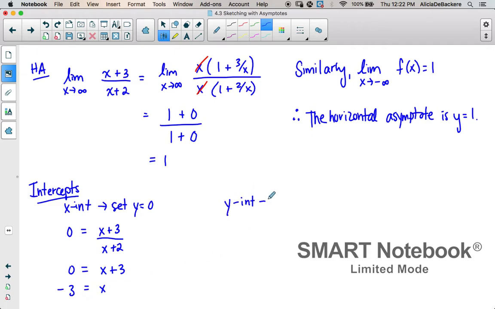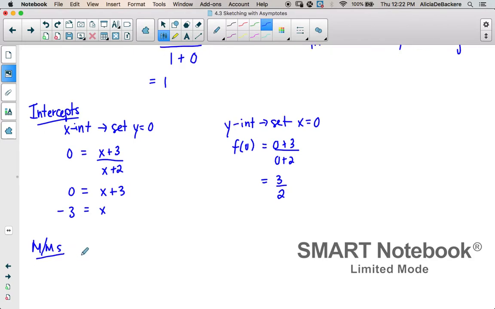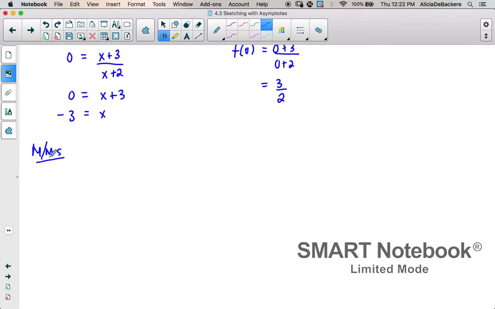For my y-intercept, I'll set x equal to 0. So subbing 0 into that simplified equation, I'm going to get 3/2. And so I've got my intercepts. Now moving on, I'm going to look for my maximums and my minimums. Wrapped up in that, I'm also going to be looking for the intervals of increase and decrease.